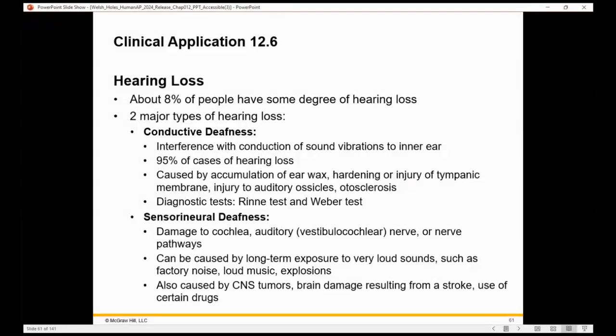The diagnostic tests for this are the Rinne test and the Weber test. Sensorineural deafness may also occur, which is damage to the cochlea, the auditory or vestibulocochlear nerve, or the nerve pathways. It can be caused by long-term exposure to very loud sounds, such as factory noise, loud music, and explosions. It's also caused by central nervous system tumors, brain damage resulting from a stroke, and the use of certain drugs.